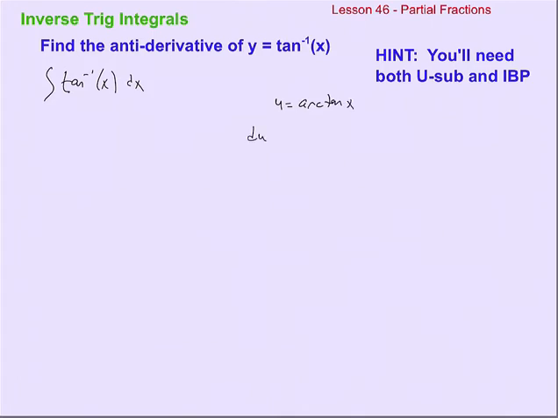The du, or the differential of u, would be the derivative of that, 1 over x squared plus 1 times dx. And if our u was arctangent of x, that means that dv must be the other factor of our original integrand, which is just plain old dx. And so v, the antiderivative of that, is plain old x.